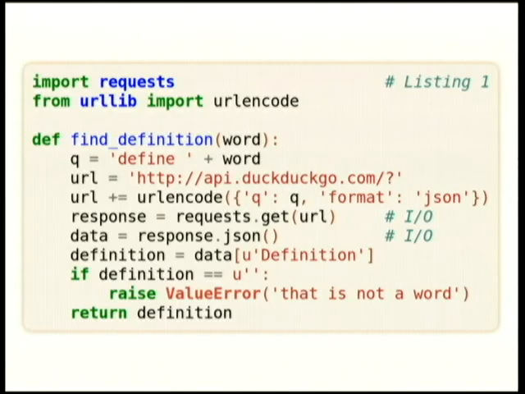It builds a URL, in this case using the requests library. I was a good citizen, and I marked those two lines: there's the I/O, there's that ugly complexity we'd like to make disappear. And then, having gotten the JSON data back, it can see if a definition was in fact returned for the word.